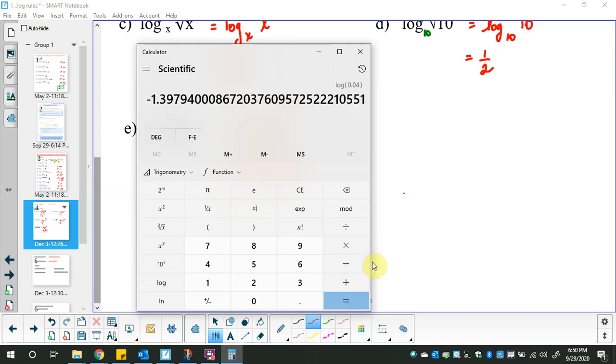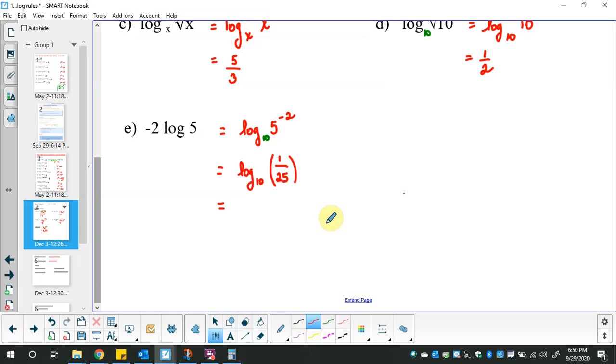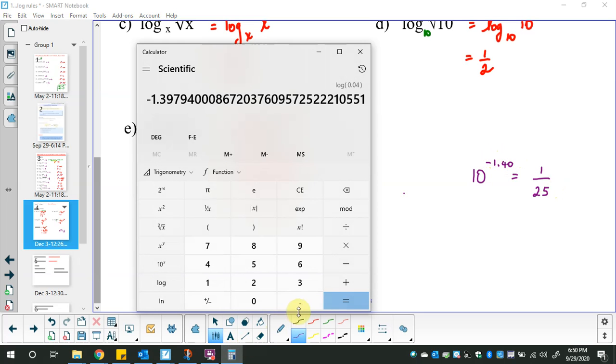So to 2 decimal places, I'm going to write -1.40. Now what that means is that if I wanted to use a base of 10 to create 1 over 25, I would have to use approximately an exponent of that. Exactly an exponent of this. Just so you know.